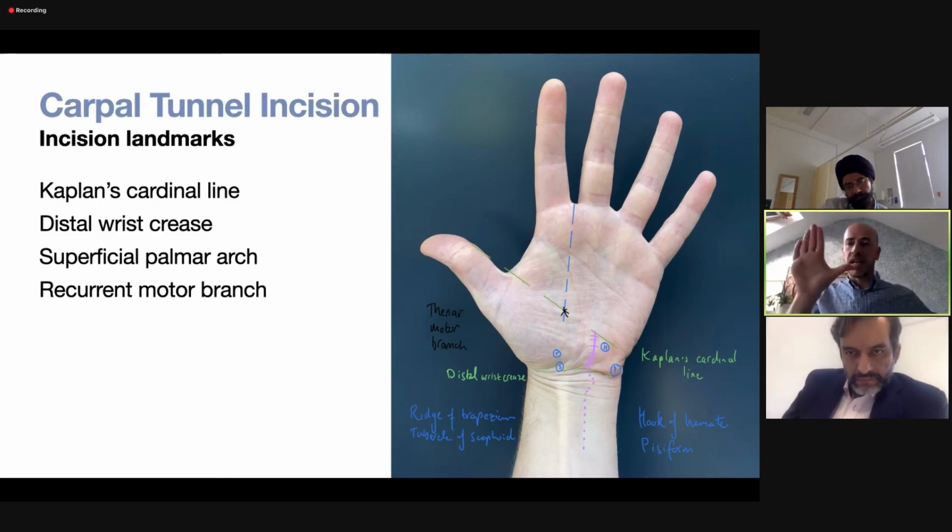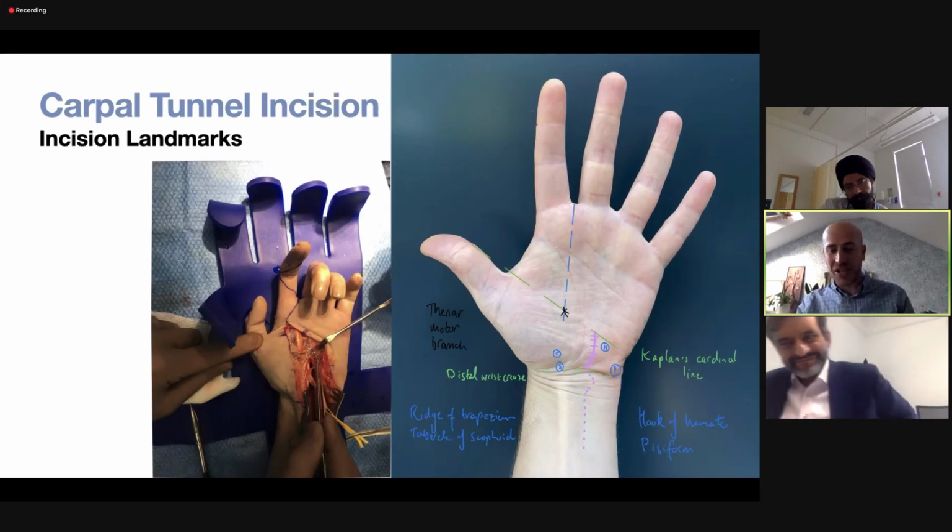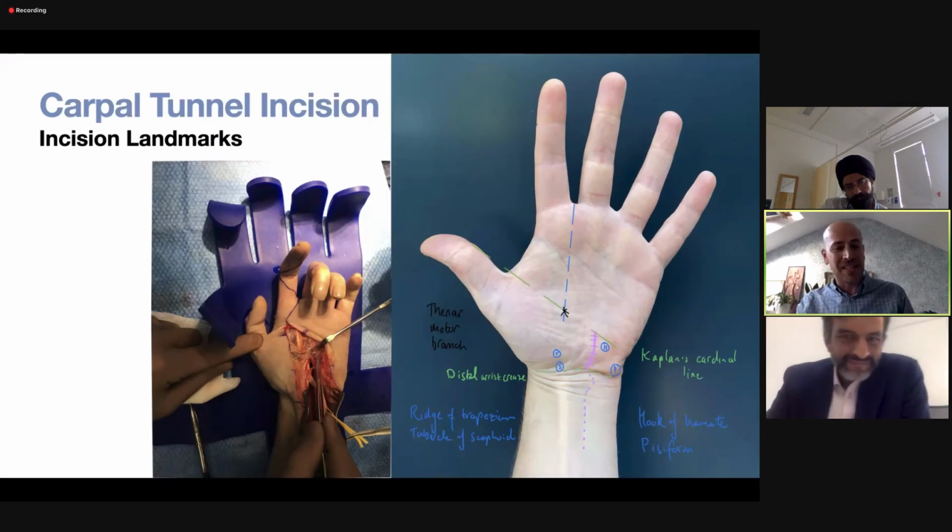Kaplan's cardinal line is a line drawn from the outstretched thumb. Going beyond that, there is a risk of damage to the vascular arch that comes across the palm. This wasn't a carpal tunnel decompression, you'd be happy to hear. This is a tendon reconstruction procedure, but it nicely highlights the superficial arch coming across from the radial artery.